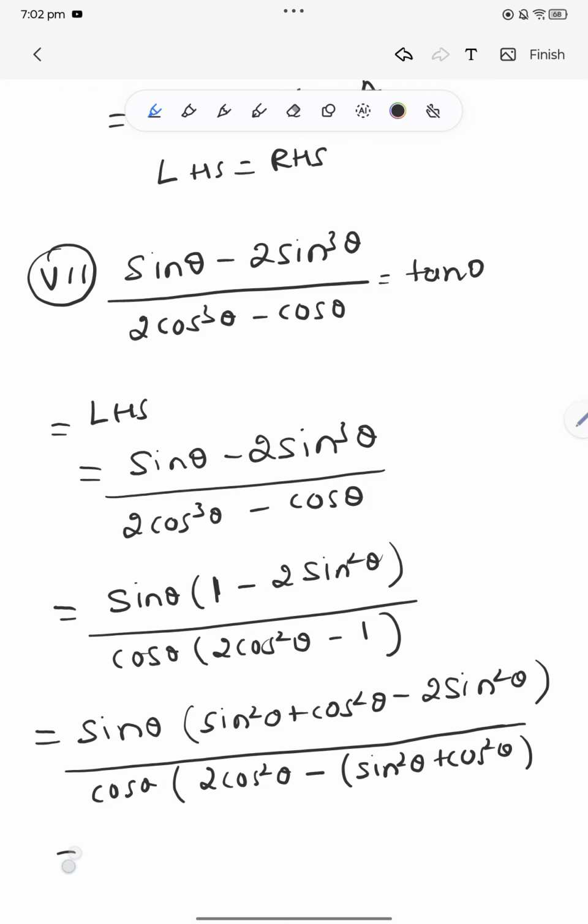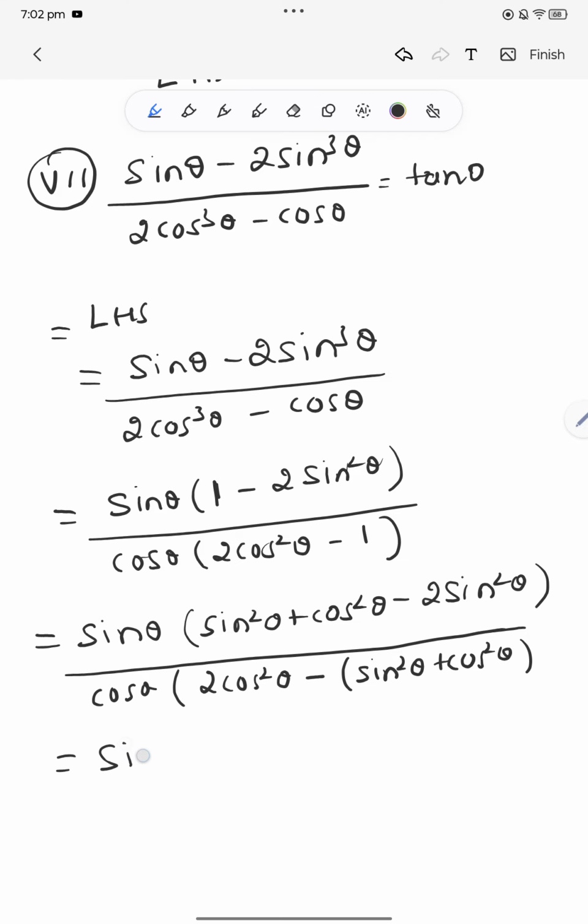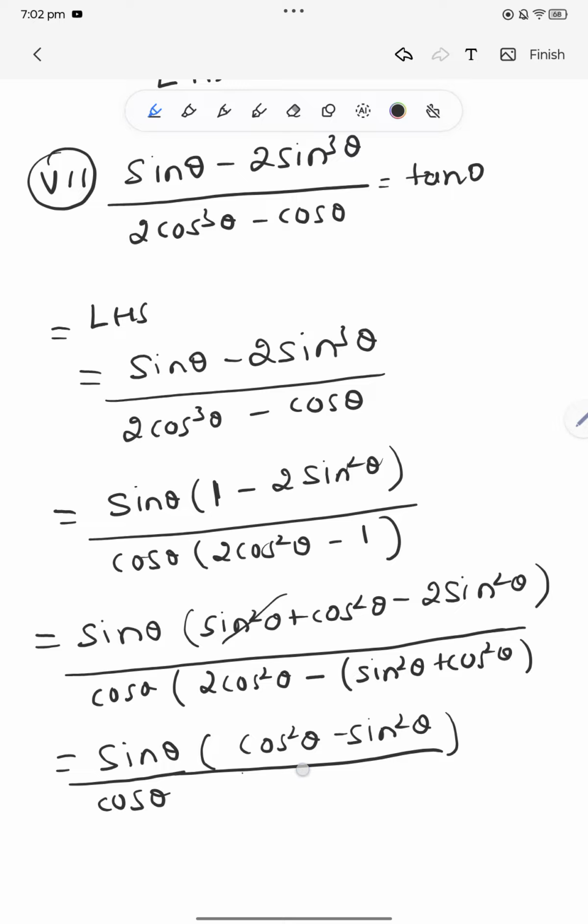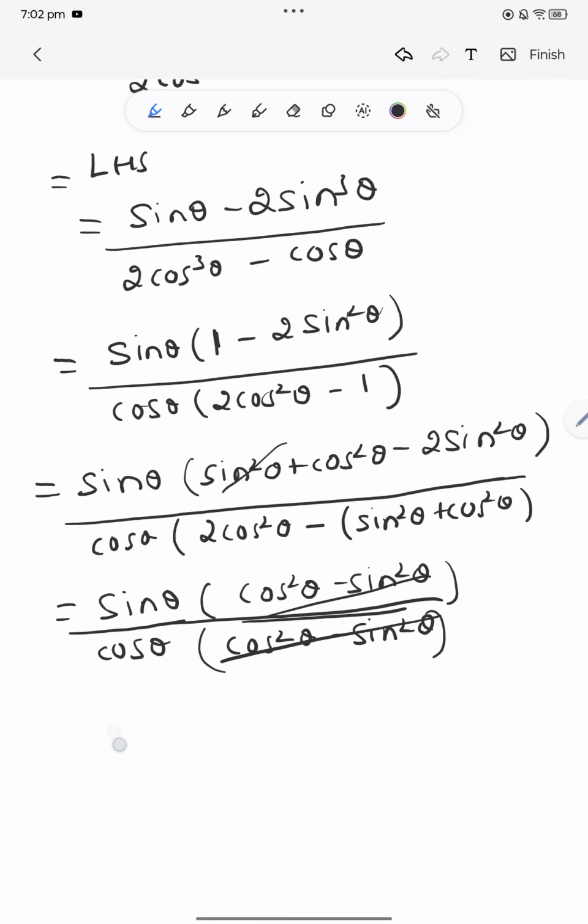So here sin theta by cos theta. In the numerator, what is left? Sin square theta, 1 minus 2 sin square theta gives cos square theta minus sin square theta. In the denominator, 2 cos square minus 1 gives cos square theta minus sin square theta. So both are the same, and this cancels. Sin theta by cos theta is what? Tan theta. Solve the remaining questions. If you face any difficulty, please comment. I'll solve it. Thank you all. That's all for today's class.